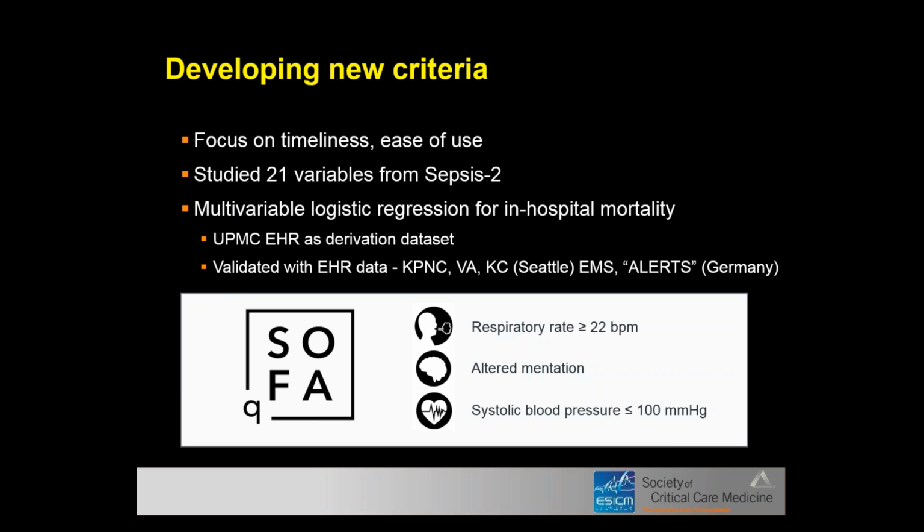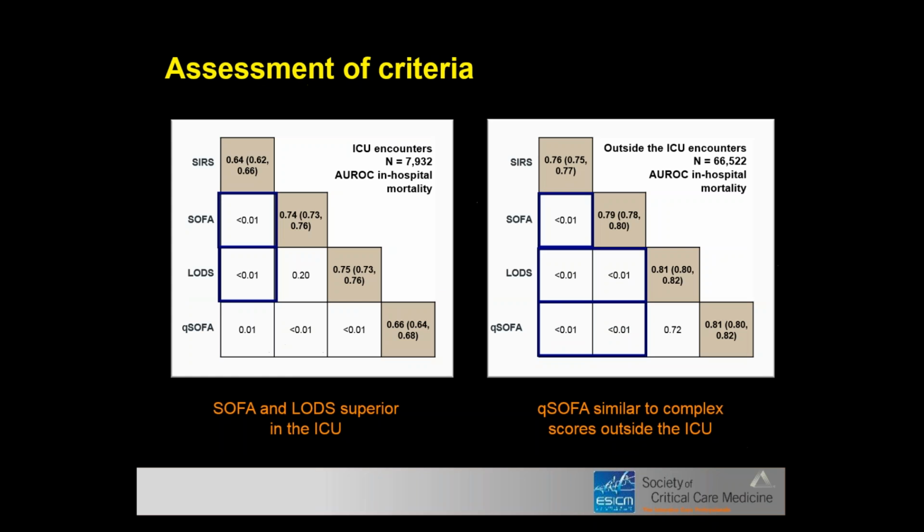In the process of looking at all these variables and potential combinations of variables, Seymour et al. were able to identify a new set of parameters which they called qSOFA. This consisted of a respiratory rate of greater than 22 breaths per minute, an alteration in mentation, and a systolic blood pressure of less than 100 millimeters of mercury.